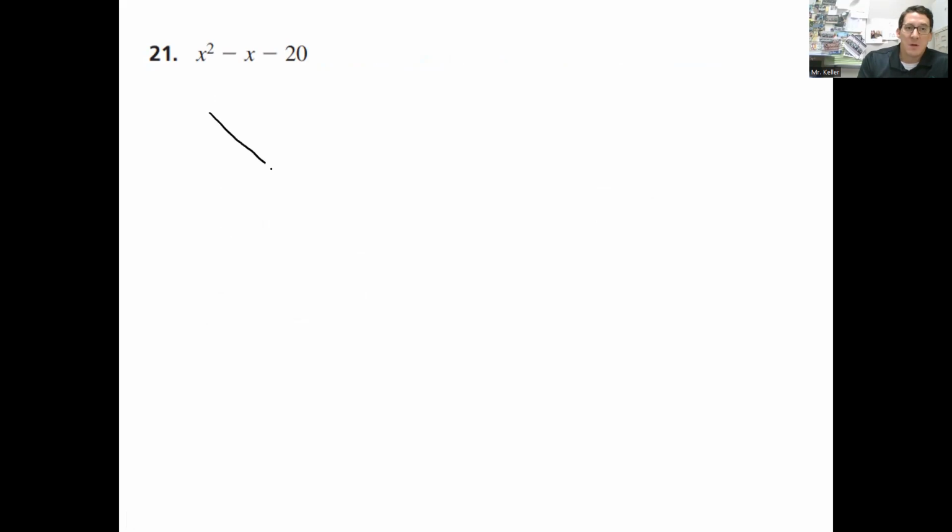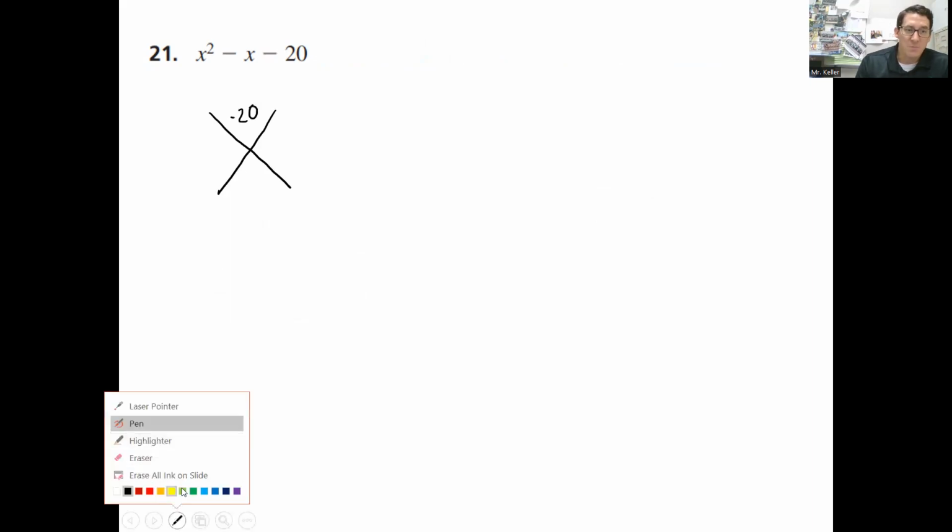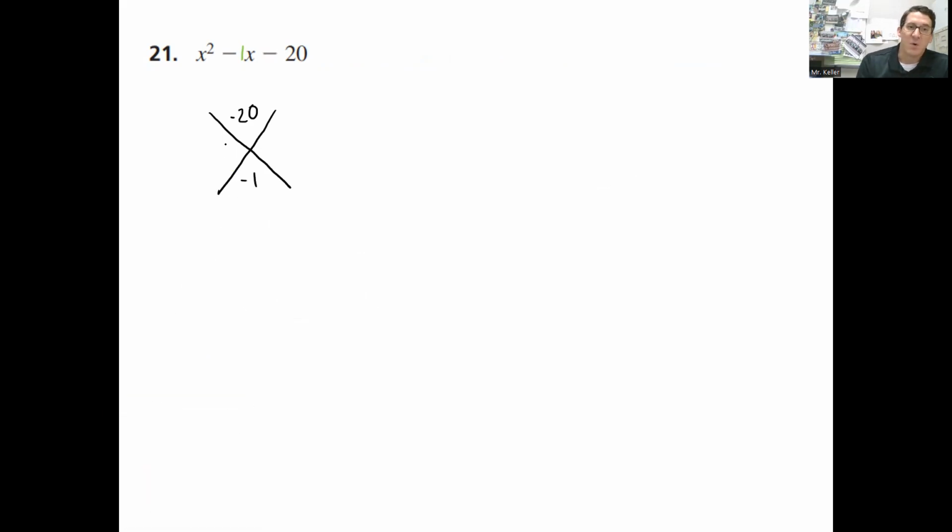So here, the last number goes on top, so -20 on top. Remember, there's some invisible math here. There's a 1 in front there. You're not going to put -x. It's going to be a -1 down here. And so what are pairs of numbers that multiply to -20 and add to -1? So 1 and 20 multiplies to 20. It could be 2 and 10. It could be 4 and 5. And that's all that's going to multiply to get 20.